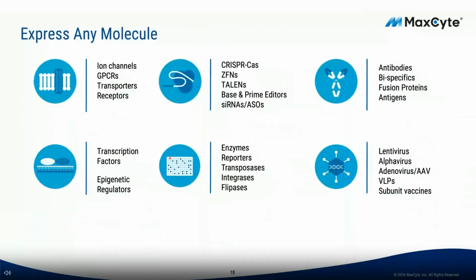So, in terms of what kind of molecules you can express, any type of molecule with MaxCyte electroporation, including ion channels and GPCRs, a variety of different genome editing tools, of course CRISPR-Cas9, more recently base editing and prime editors, for protein production, such as antibody production or viral vector production with lentivirus, AAV or VLPs. And also, you can use the MaxCyte platform for reporter assays and transcription factors.